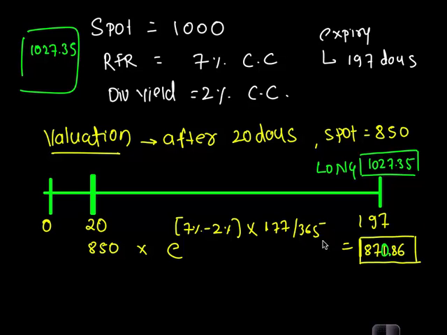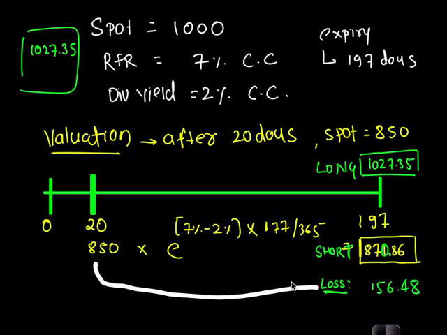Now you have a long position here. To book your hypothetical profits, you will have to take the opposite side. So you will have a short position here. In this case, you would be booking your losses, not profit. So your loss here is the difference of these two values, which is 156.48. Now to find out the present value of this loss, and this is the trickiest part of this question, you need to take this backwards. You need to take this backwards for how many days? 177 days.